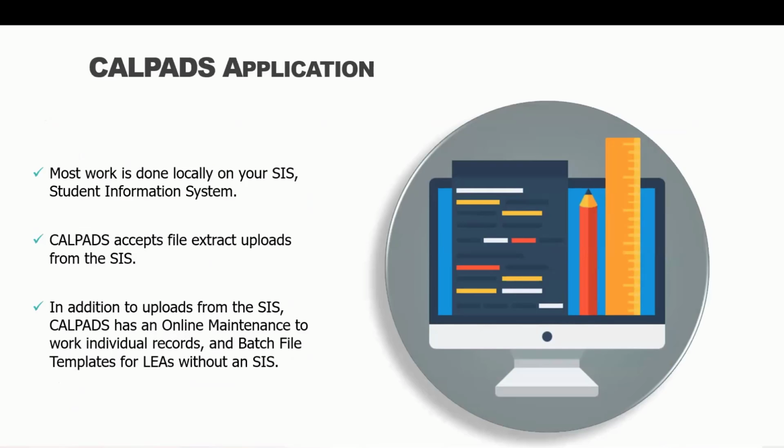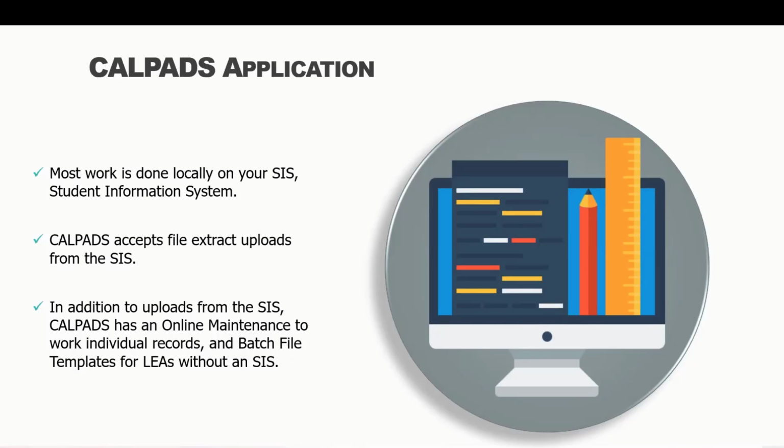In the CalPADS application, most of the work is done locally. That's the key. That's the major key. If you keep that in mind, you want to do it right in your local system. That's what you should be doing right now: working in your local system, getting everything as correct as you possibly can, okay? And then once you feel like you've got everything looking as best as it can, you would send those files into CalPADS. You would send them up as an extract, uploaded from your local system, and in addition, you can upload single records or single elements for individuals that you need.